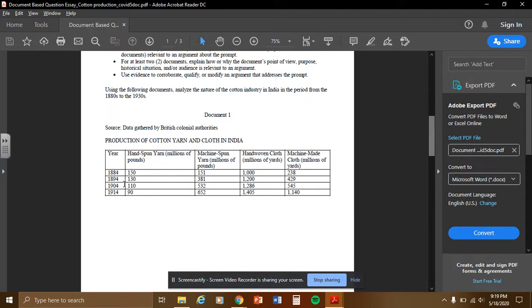Okay, document 1. We have a table. It is data gathered by British colonial authorities talking about the production of cotton, yarn, and cloth in India. And basically what you see is between 1884 and 1914, the handmade stuff drops dramatically, yarn, cloth, and is replaced largely by machine spun yarn and machine spun cloth. So you're looking at a process of industrialization. Same thing you see in England about 80 years earlier. Okay, so we have a process of industrialization.